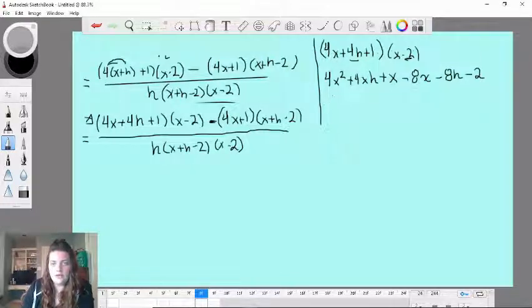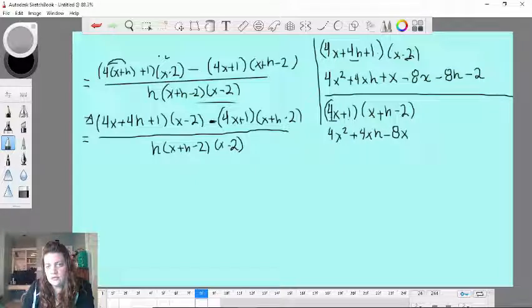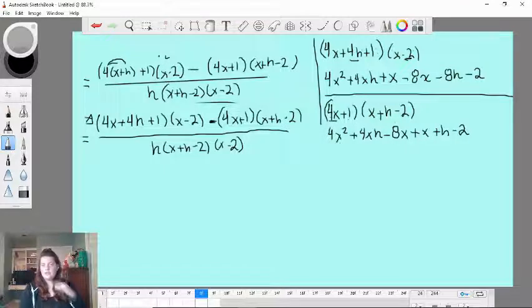I'm going to go ahead and now multiply our second part. So I'm going to do a little line here. Our second part is minus, so 4x plus 1, and I have to multiply that into x plus h minus 2. That means 4x needs to multiply by every single one of the three terms, and so does 1. So I have 4x squared. 4x times h is plus 4xh. 4x times negative 2 is negative 8x. And then I have 1 times x, plus x. 1 times h, plus h. 1 times negative 2, minus 2. Okay. Those actually look very similar, don't they?